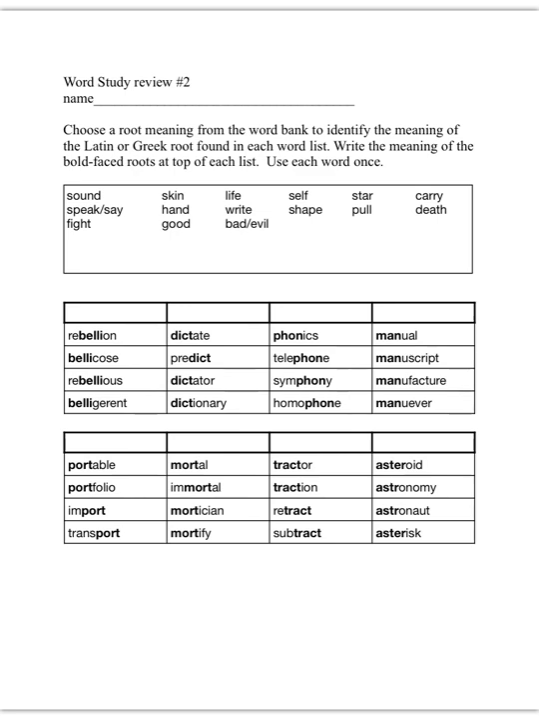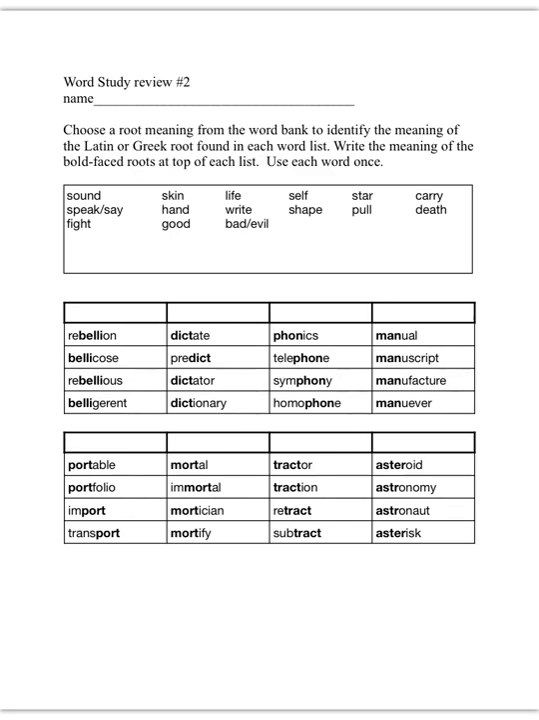So this is word study review number 2, and I'm going to do 1 or 2. There are 2 pages on this activity, so please don't just do the first page, do them both. So what you're going to see is in the word bank, these are the actual meanings for the Latin and Greek roots that are in bold print. We have sound, skin, life, self, star, carry, speaker, say, hand, right, shape, pull, death, fight, good, bad, or evil.